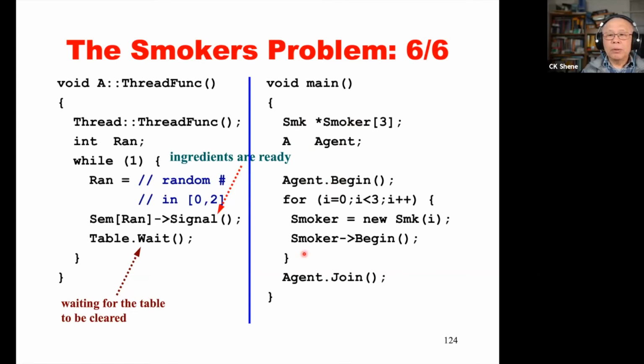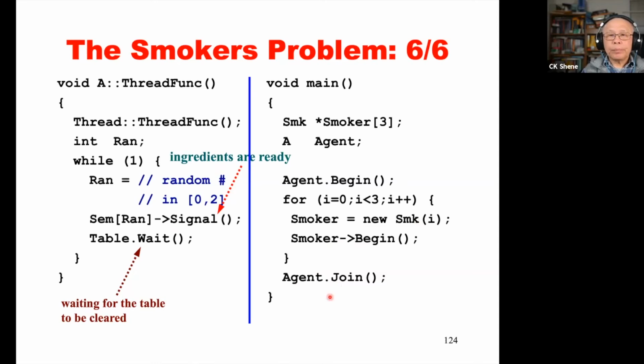Then we iterate 3 times. So for each time, when I is 0, we create a new smoker, assigning the value I. And then we run that smoker's begin method and keep running. And then we execute agent.join. That is the main program waiting for the agent to complete.